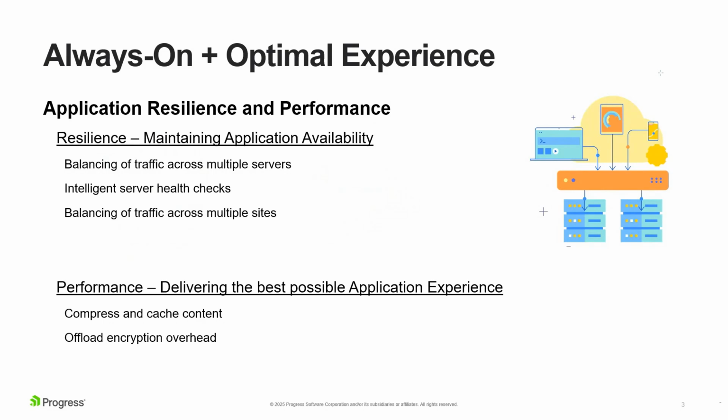As umbrella drinks and all-you-can-eat buffets are to an optimal vacation experience, resilience and performance are to an optimal application user experience. Resilience means your applications are always available, and maintaining always-on availability requires balanced distribution of traffic across multiple servers based on intelligent server health checks and load balancing algorithms, balancing of traffic across multiple sites to ensure no matter where your clients are, they are near to your applications. Performance is indeed obtained by ensuring balanced load, but it also involves compressing files, caching content, offloading encryption, all to reduce the load across your application server farms.